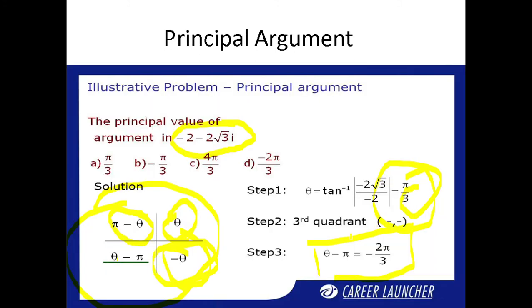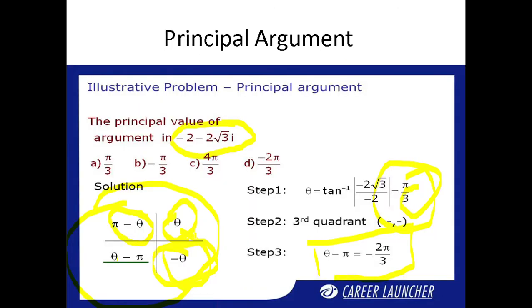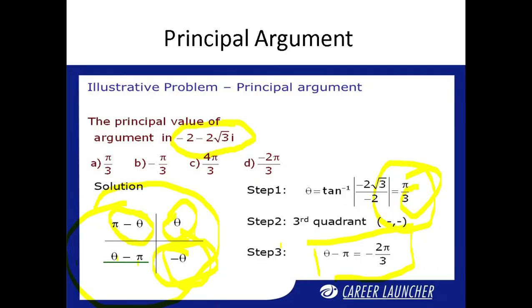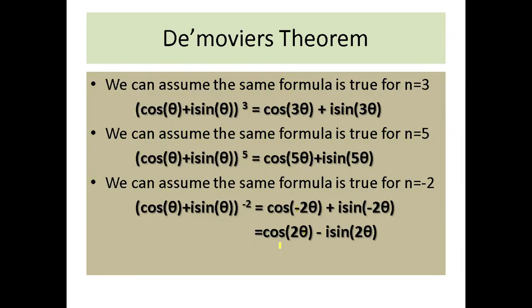Now calculate the angle based on x plus iy, then it will be pi by 6, and pi minus pi by 6 will be 5 pi by 6. You just consider this theta, pi minus theta, theta minus pi, and minus theta. Now you will get this answer. Please work on this. This is based on de Moivre's theorem, and it is the most important process.